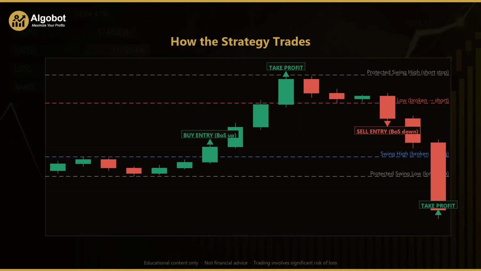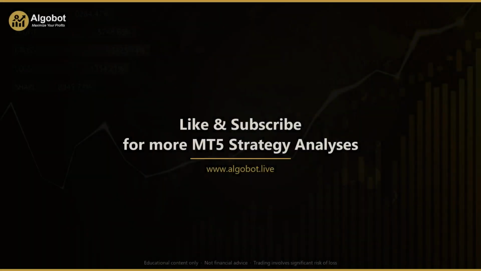Notice what stayed constant in both directions. The EA waited for a confirmed close beyond structure, demanded real momentum from the breakout candle, and anchored its stop to the opposite swing. This is purely an illustration of the logic, not a prediction of how any live market will behave. And that's the Protected Swing Breakout Expert Advisor from top to bottom.